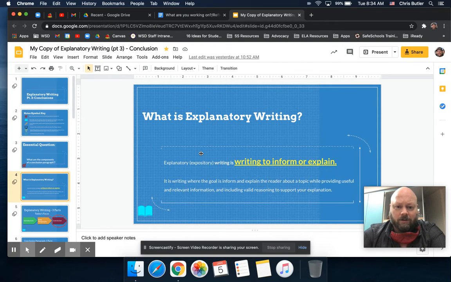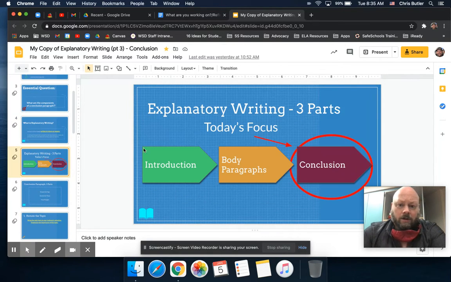And we've already talked about what explanatory writing is. It's writing to inform or explain. Its goal is, and here it is again. I know I said it before, but it's writing where the goal is to inform and explain to the reader about a topic while providing useful and relevant information, including valid reasoning to support your explanation, where it's staying away from opinion and I statements and that sort of thing. So here we go. Today's focus, conclusions.